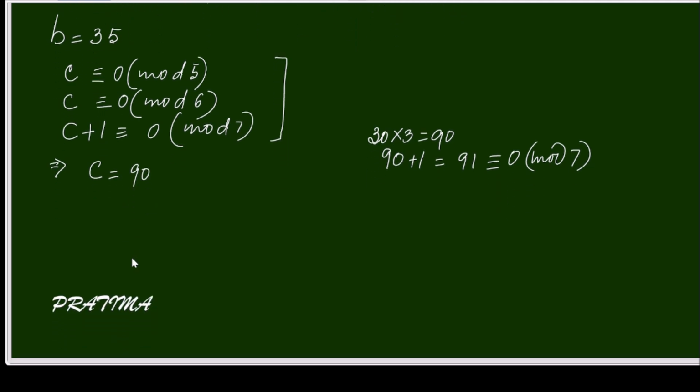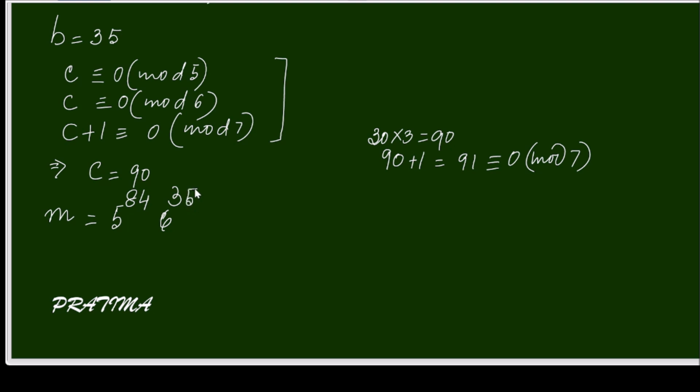So now we got a, we got b, we got c. So m equals 5 power a, which is 84, then 6 power b, where b is 35, and c is 90, so this is 7 power 90. So this is the minimum value, and m is the smallest positive integer.